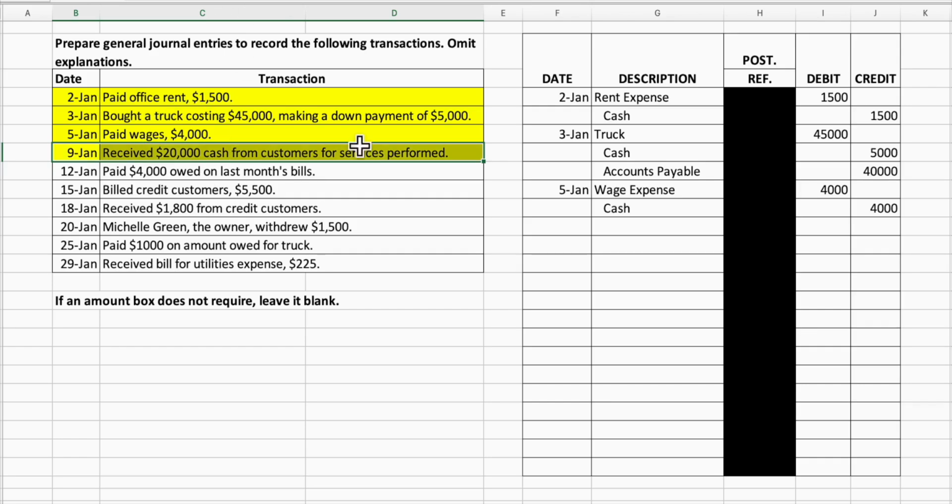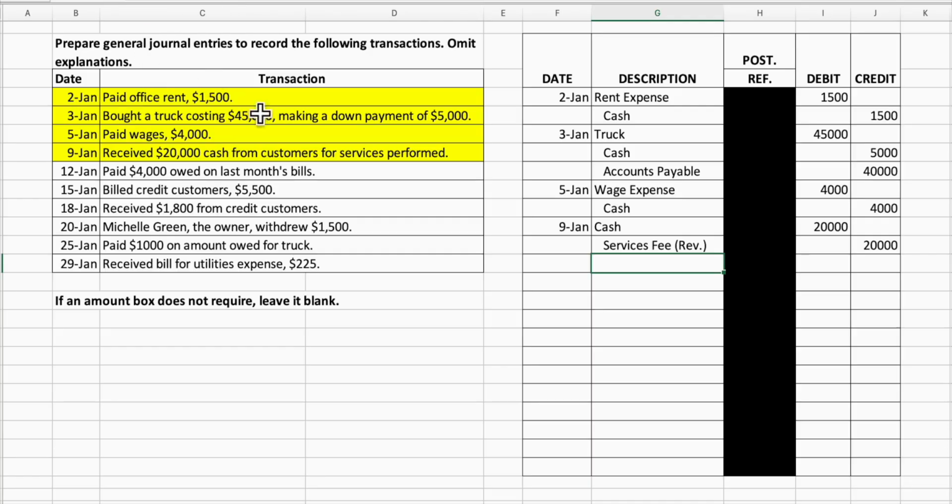All right, on to the January 9th entry. For January 9th, you received $20,000 cash from customers for services performed. Okay, so you know that it's $20,000 and you received cash. So cash then becomes the debit because it's what you brought in, it's what you received. And this was for services, so we're going to call this service fee. Now, the service fee is revenue. This is money that you brought in for services you performed. Okay.